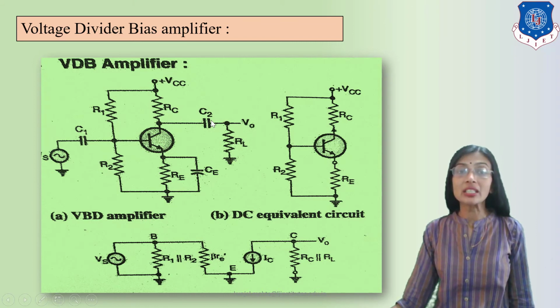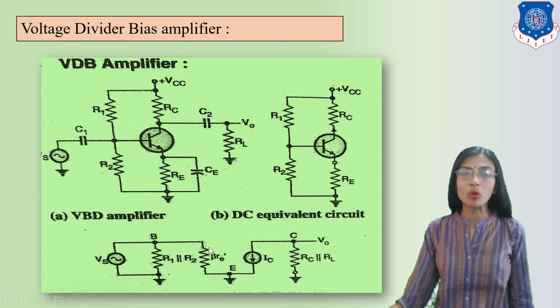But whenever these capacitors are considered to be short circuited, then we should draw the AC pi model. Whenever we are drawing the AC pi model, the BJT symbol will be replaced by the internal diode resistance and a current source. This is the left side input section and this is the right side output section. Always this is the input side and this is the output side with the inverse pi model.